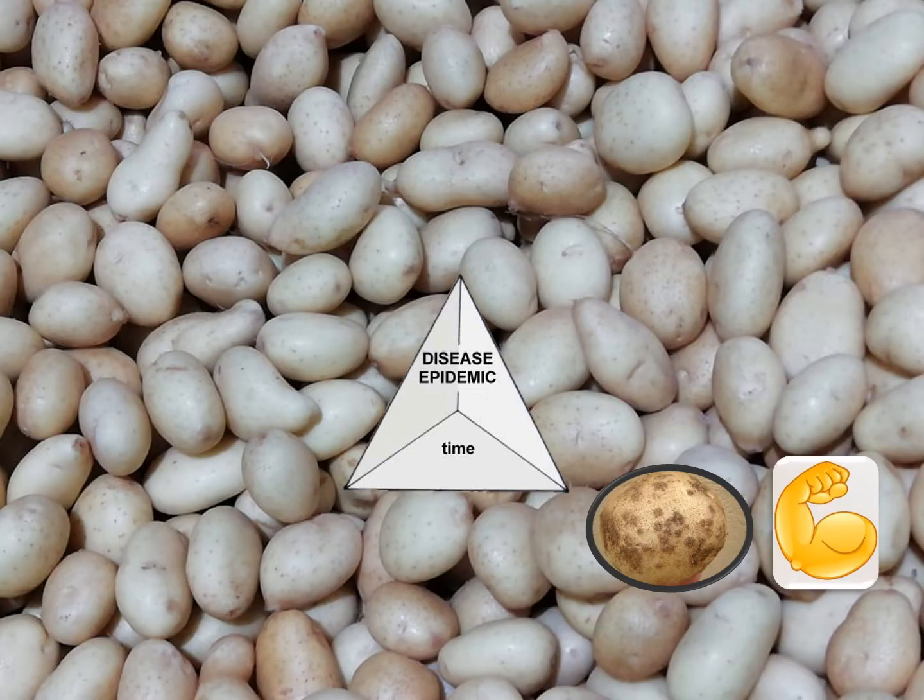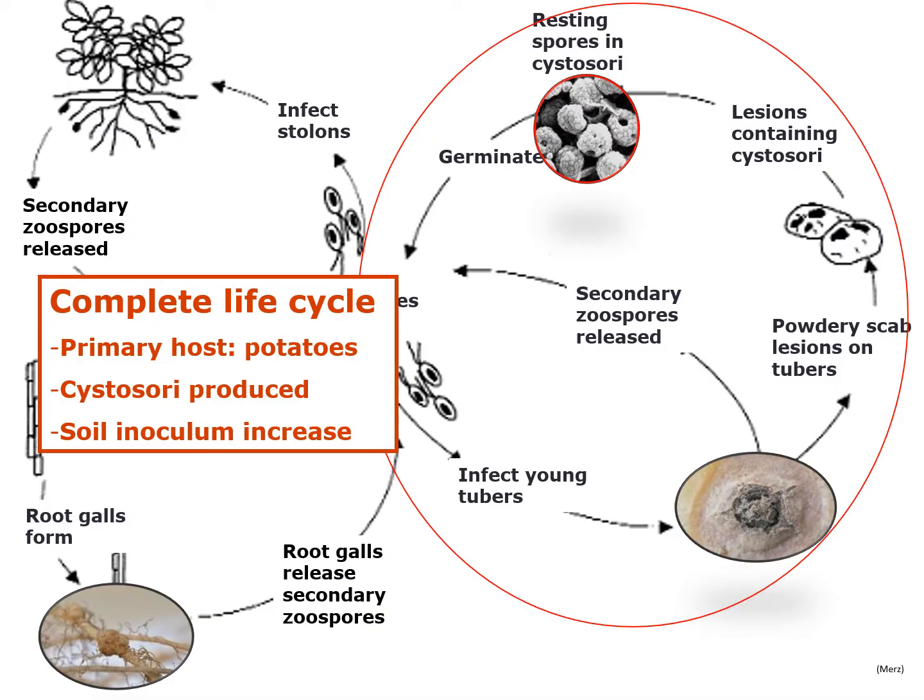So bringing it back again to the disease pyramid, how can we strengthen the plant? Are there ways in which we can strengthen the plant to build up its resistance towards this pathogen? Well, here we have to look at the life cycle again. With Spongospora, there are two sections in the life cycle. The first is what we call a complete life cycle, and this occurs in primary hosts such as potatoes.